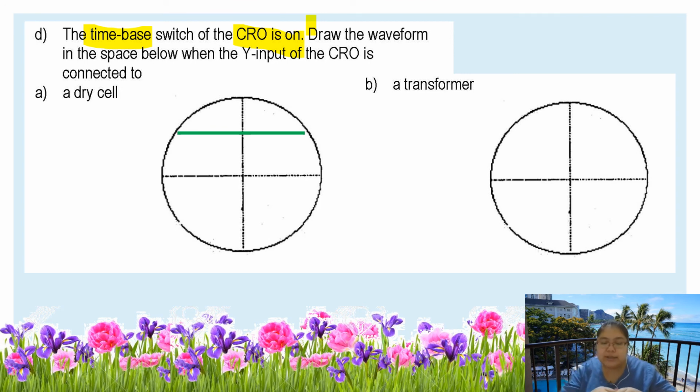Now we're going to see the transformer. For a transformer with a generator, we must use AC current. With AC and the time base on, how do you draw it? Left and right, you can see it. It should be a sinusoidal graph. So the answer is like this.